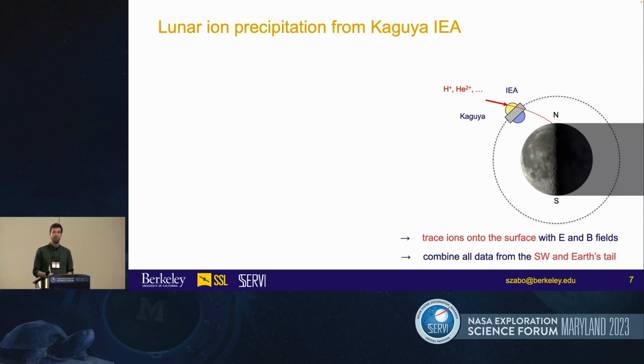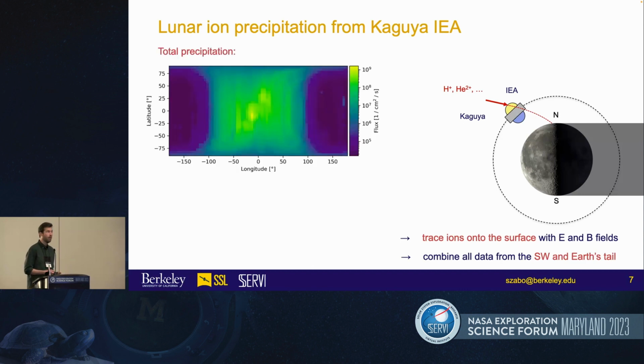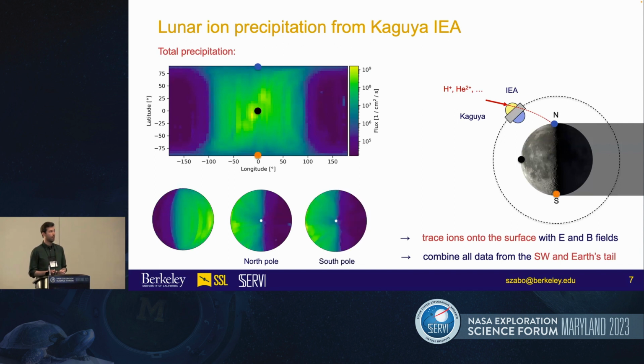We look at data from all of the time of Kaguya in the solar wind as well as in Earth's magnetotail, and we can get these nice precipitation maps for the lunar surface. Now, the coordinate system is chosen here so that in the center you have the subsolar point, here shown in black. So the point on the lunar surface that is always pointing towards the sun, and evidently there you have a much higher ion flux than on the night side, for example, or also on the polar region, specifically North Pole, South Pole. You can see how the fluxes look like there.